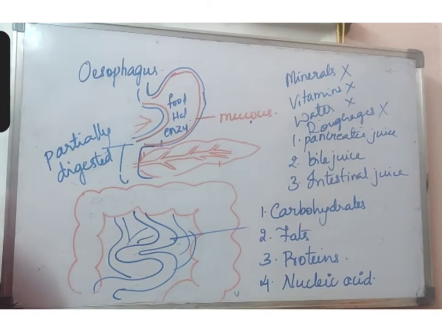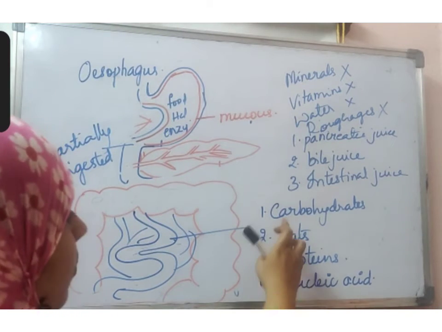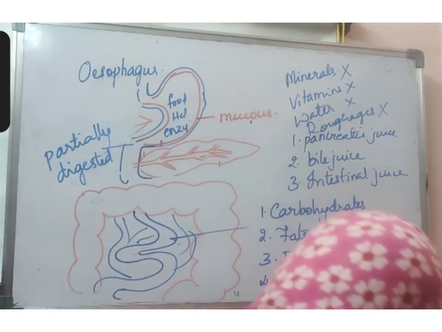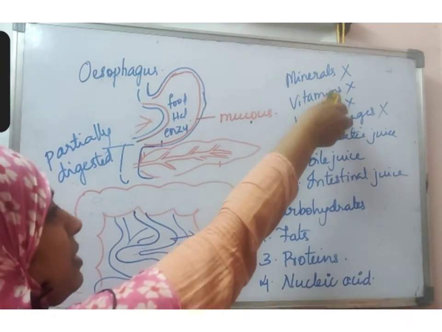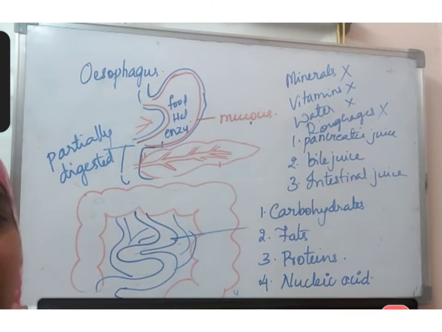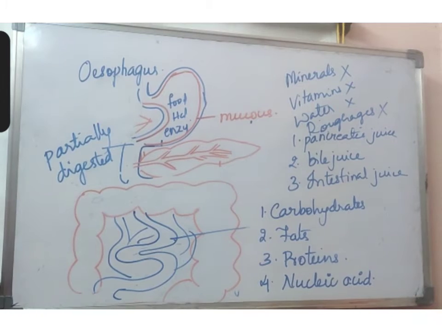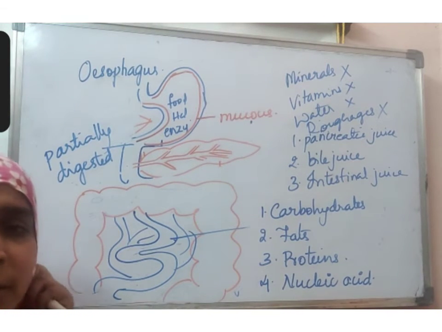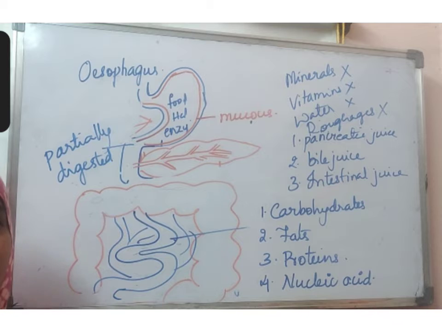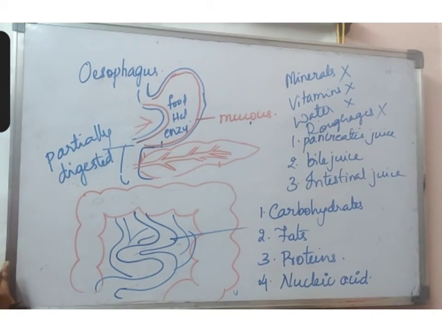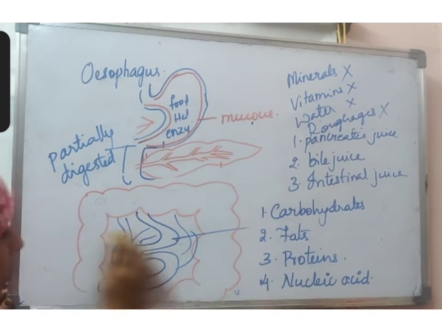Vitamins and minerals are directly absorbed into the body. Only carbohydrates, fats, proteins and nucleic acids are digested. Remaining things are not digested. They are very small molecules. Minerals, vitamins, and water are small molecules. They are easily absorbed into the body. Next, roughages are those fibers which cannot be digested in our body. These are the undigested fibers that are present in the food. They will not be digested. Only these four will be digested.